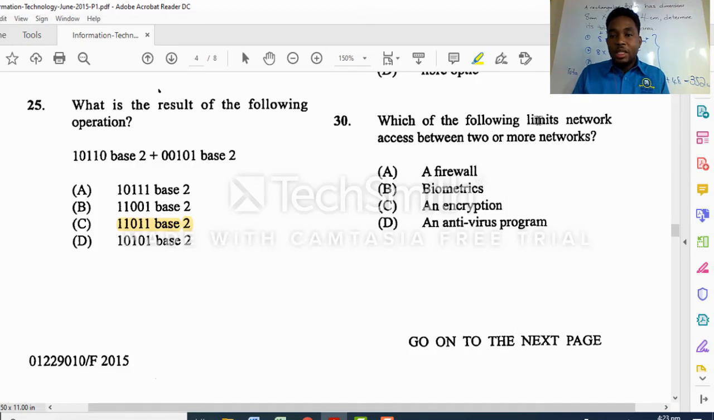Which of the following limits network access between 2 or more networks? Limits network access. So it's going to restrict you on a network. We know that biometric system allows access, and by fingerprint means encryption code data, so it's not easily read, and your antivirus program is going to look at viruses and prevent them from destroying your files. So firewall restricts access on a network or limits access. So we'll say a firewall for this one.